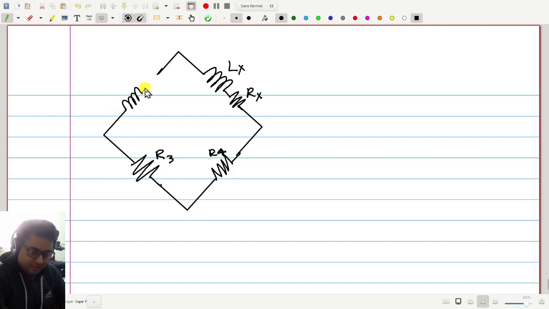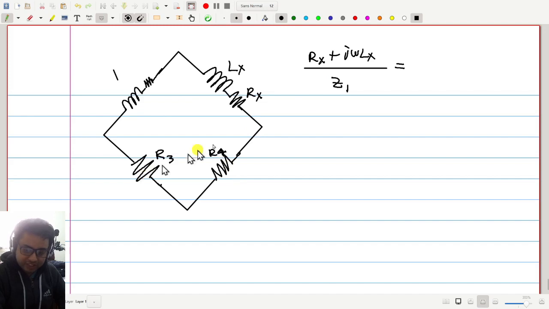Series. Parallel. Series, not parallel. Okay, so let's see. Lx, Rx, let me do it quickly. Rx plus j omega Lx. We are going for a ratio bridge. So this divided by this, call it Z1, will be equal to this by this, R4 by R3.